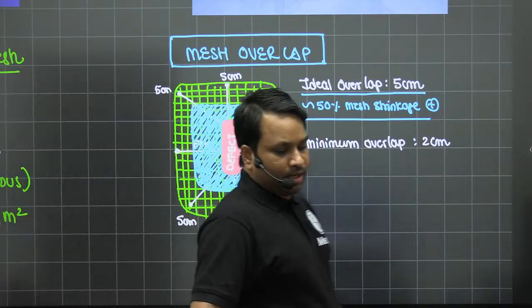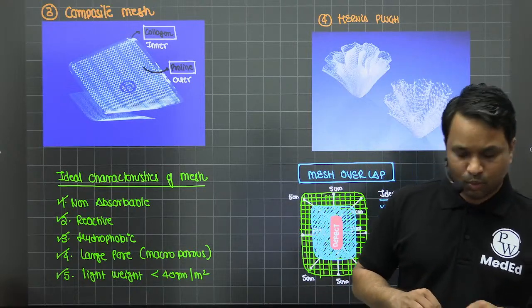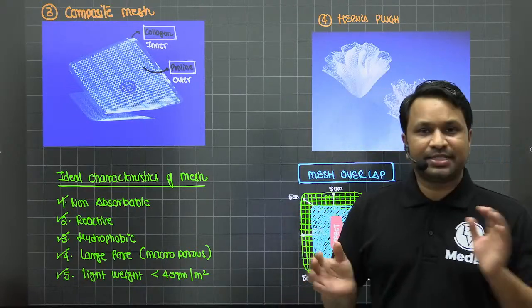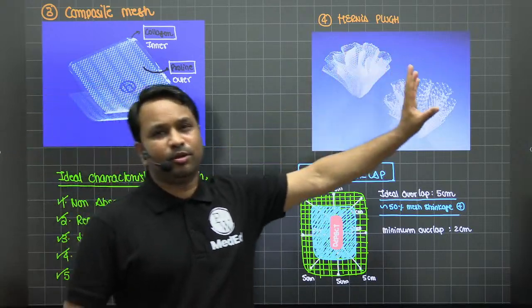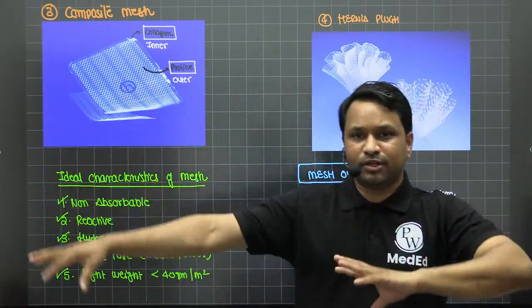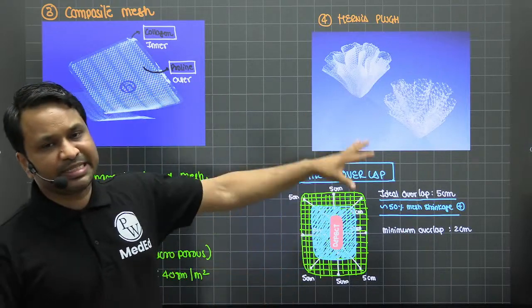Okay? So this is all that you should know in the context of mesh as well, right? This concludes our series on hernia. We have covered extensively everything from the abdominal wall anatomy to different forms of hernias. How do they present? How do we diagnose them? How do we manage them? Every single thing we have discussed.